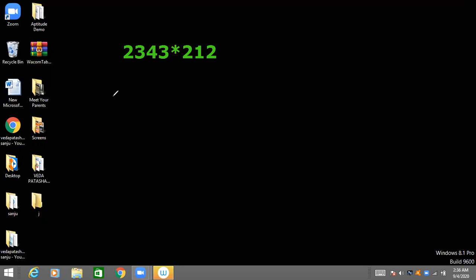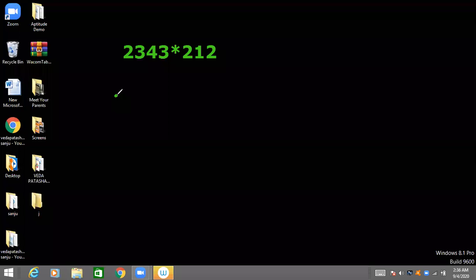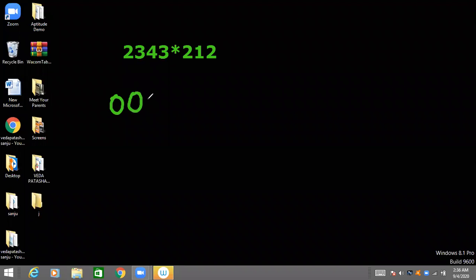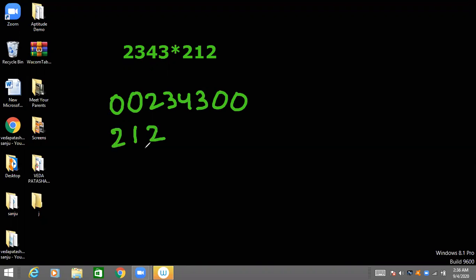2343. Okay, so first, step one is we need to add two zeros before the number and two zeros after the number. Now start from the left-hand side, 212. We have taken a number to which we need to apply multiplication. So we need to do cross multiplication of three-digit into three-digit.